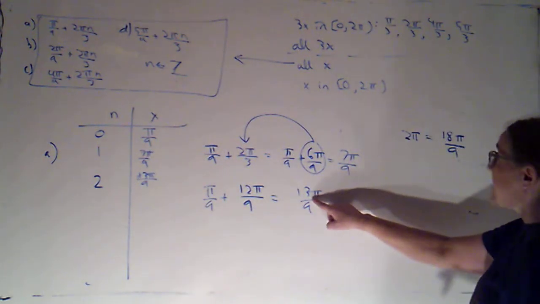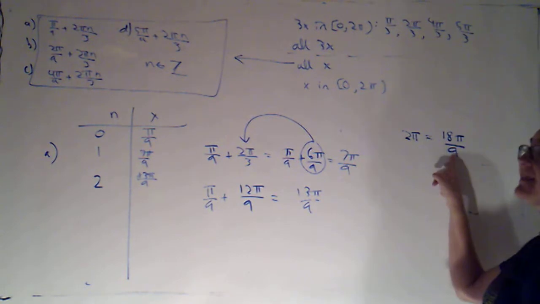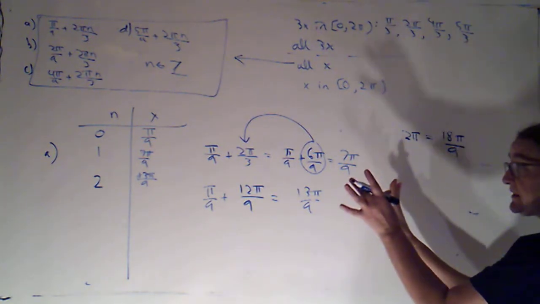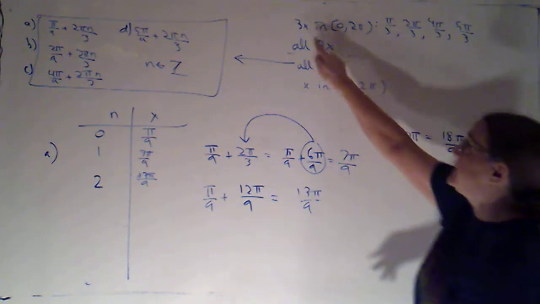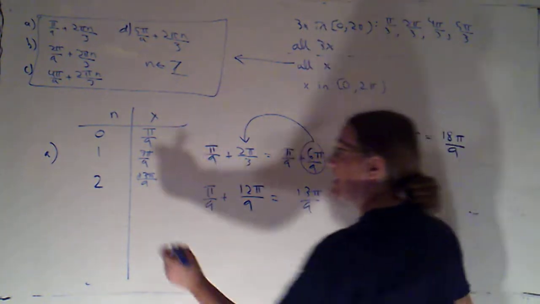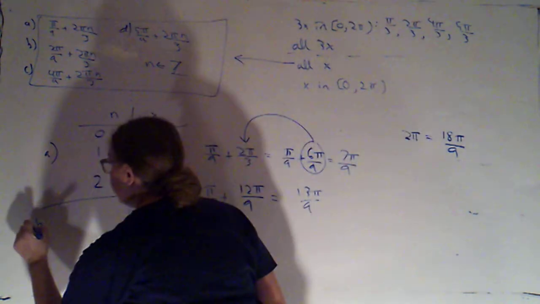Now, if I were to add another 6 pi over 9, notice that's going to take me to 19 pi over 9. That's too big. That's what I expected. I expected for every one solution here to get 3 solutions here because of that 3. Okay. So these are the 3 solutions that I get from A.